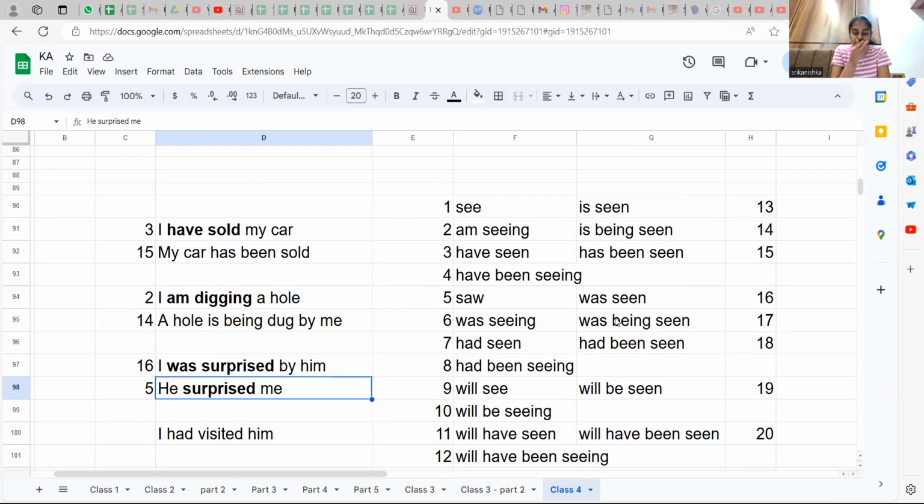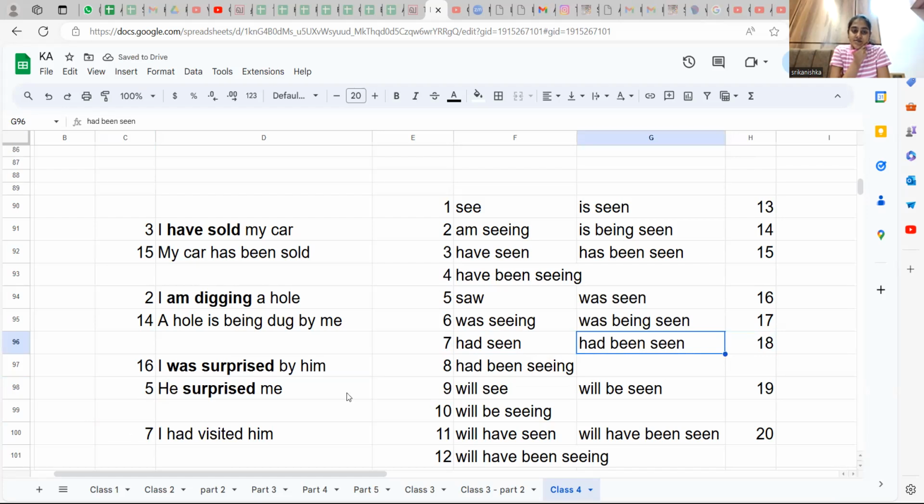Out of the 12, you can easily see. You can easily tell the number, right? Match the supporting verb. Match the supporting verb. 7. Can you repeat? 7. Number 7. Very good, very good. And this is what I wanted. So 7 becomes what? 18.